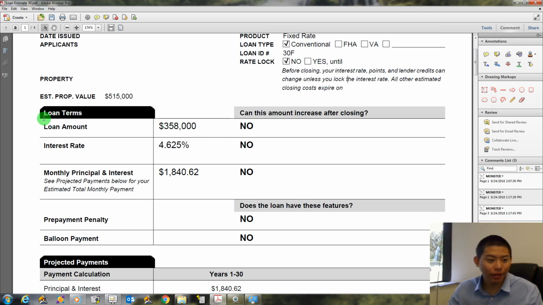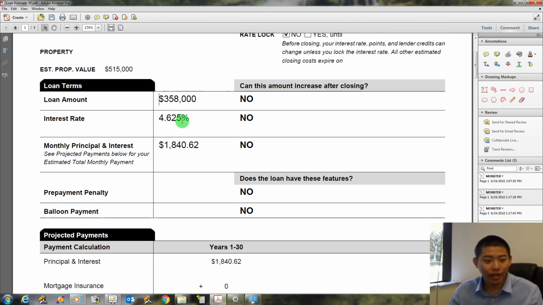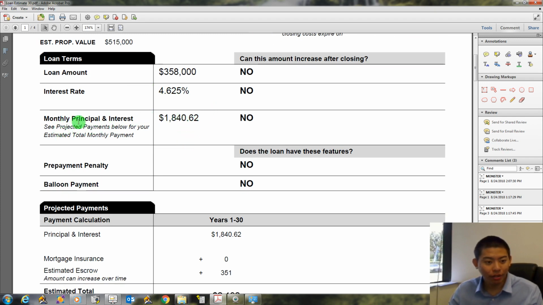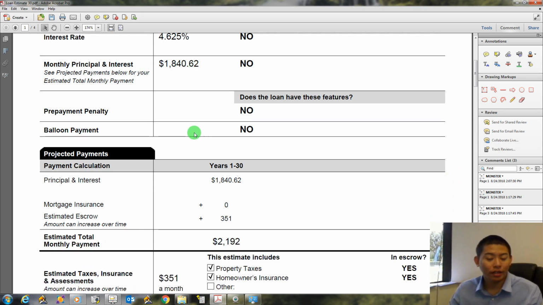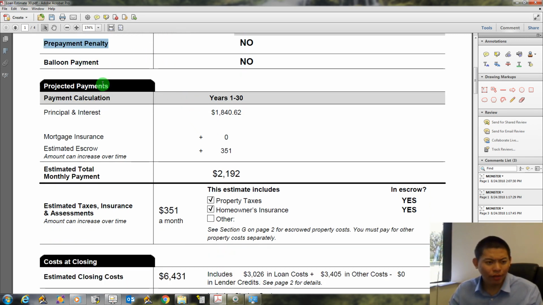Okay, and then right here, this tells you what your loan amount is on your refinance or the purchase, whatever the case may be. So in this case, it's $358,000, which is the loan amount of the client. And then the interest rate they're getting is 4.625%. And right here, the monthly principal and interest, that's their monthly payment, which is literally just principal and interest without taxes and insurance included. And then this is telling you whether there's a prepayment penalty and a balloon payment. If you ever have any balloon payments, give us a call. We can probably help you out with that too and help you get out of that situation.